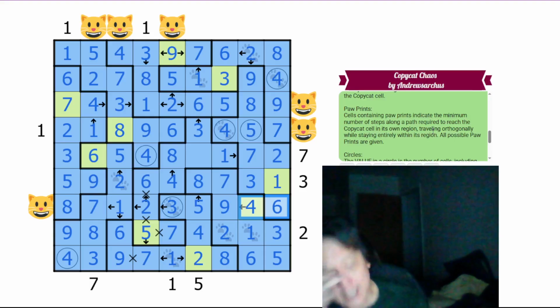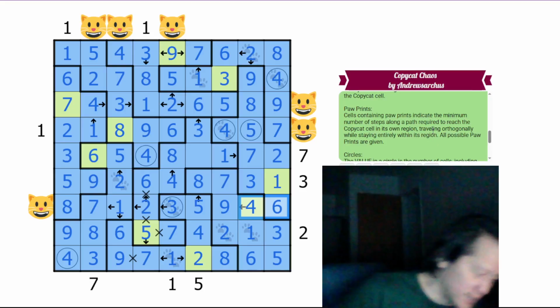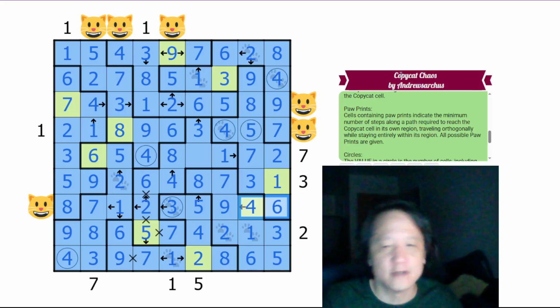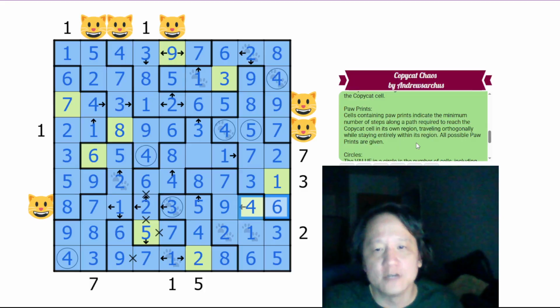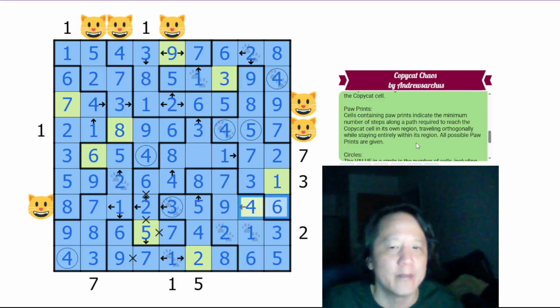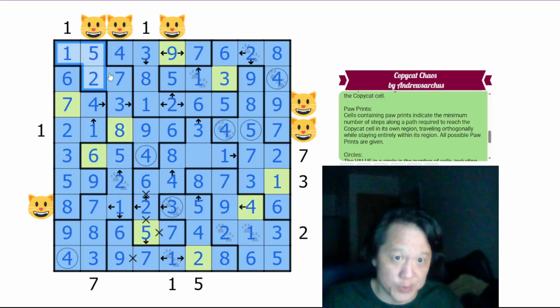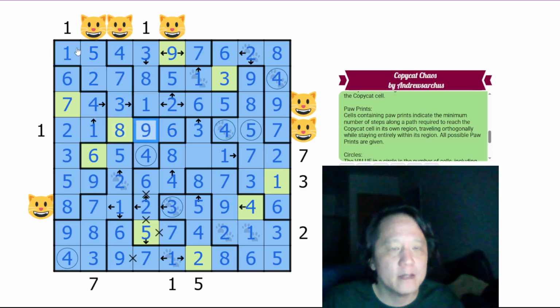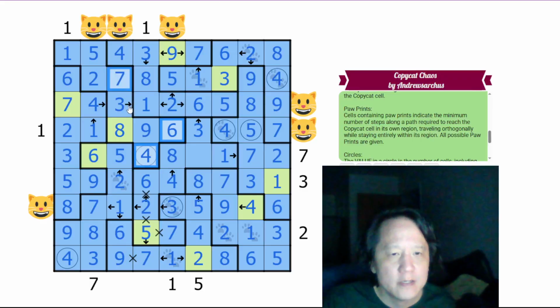Oh boy. And we have to take into account the negative constraint here. Cells containing paw prints indicate the minimum number of steps along a path required to reach the copycat cell in its own region, traveling or toggling while staying entirely within its region. And all possible paw prints are given for this upper left-hand region. These are 1 away. These are 2 away. This is 3 away, 4 away, 5 away. And none of them match.